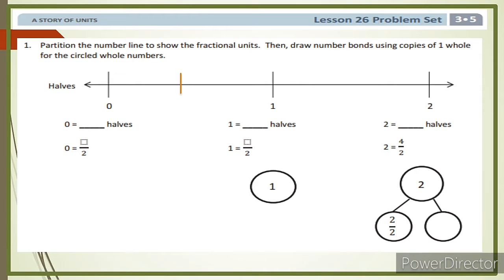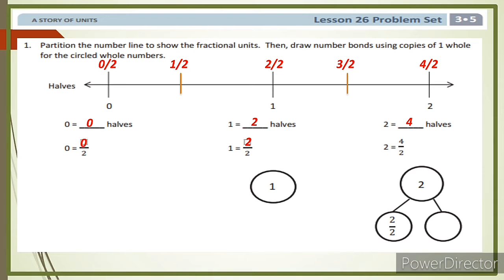Partition the number line to show the fractional units. Then draw number bonds using copies of one whole for the circled whole numbers. Halves, we have 0, 1, 2. We are going to partition in halves. Let's share them into 2. When you share them into 2, you have 0/2, 1/2, 2/2, 3/2, and 4/2. So you can say that 0 halves is the same thing as 0/2. 1 is equal to 2 halves, same thing as 2/2, and 2 is the same thing as 4 halves, which is 4/2.